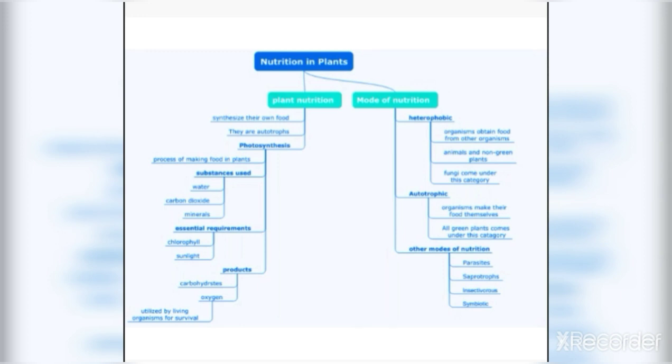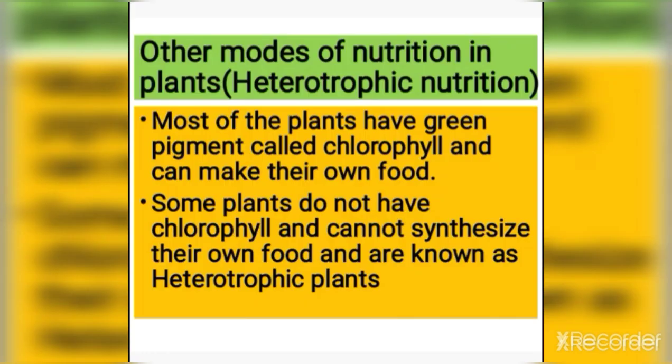Today we will discuss other modes of nutrition in plants. Heterotrophic mode of nutrition. Most plants have a green pigment called chlorophyll and can make their own food. Some plants do not have chlorophyll and cannot synthesize their own food, and are known as heterotrophic plants. Autotrophic plants can make their own food, and heterotrophic plants depend on other living organisms for their food.